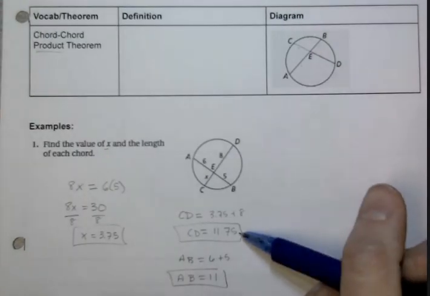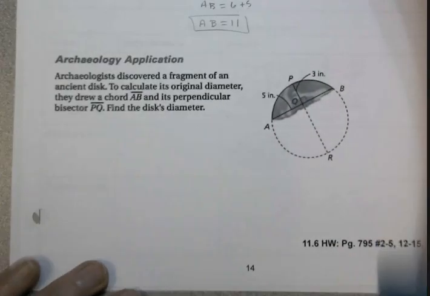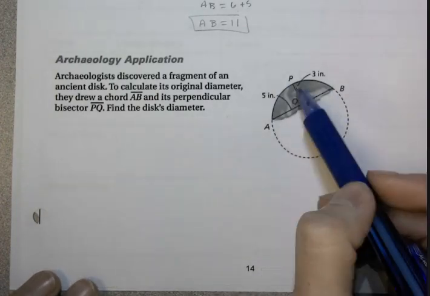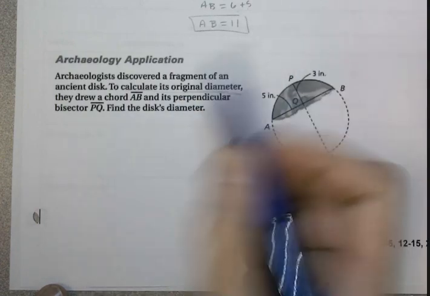So we added the two segments together to get the whole length of each chord, and used the chord-chord product theorem to get x. Next example, same thing. We can use this theorem to find missing pieces as well. So in this one, we're going to calculate the original diameter.